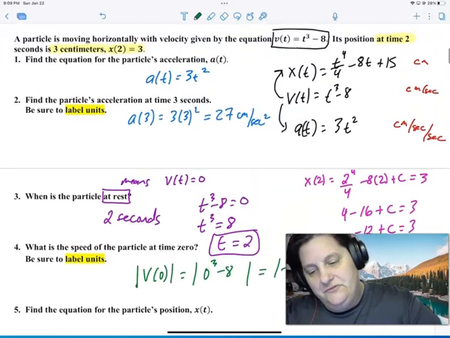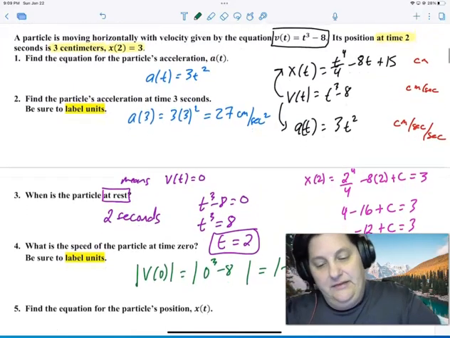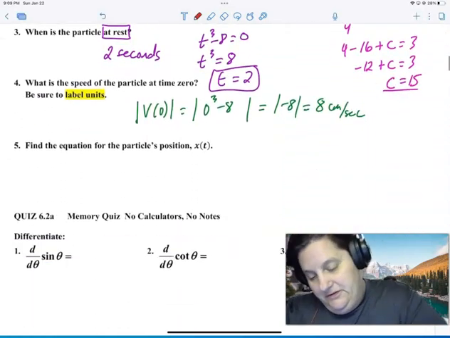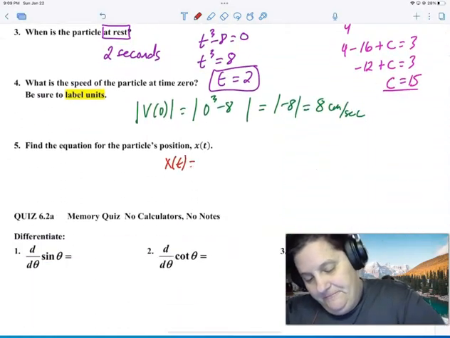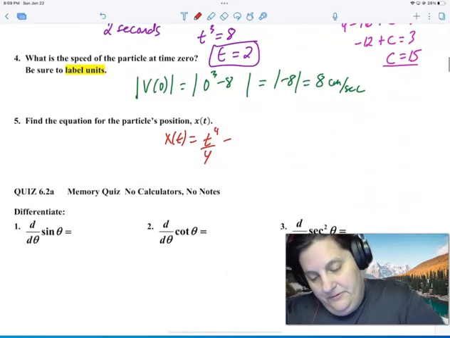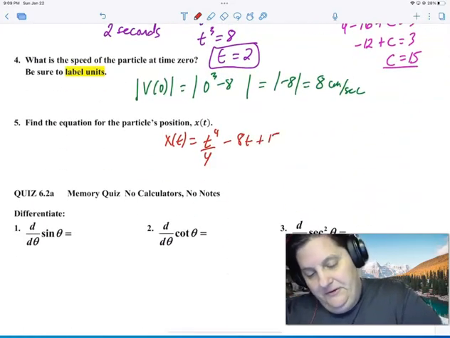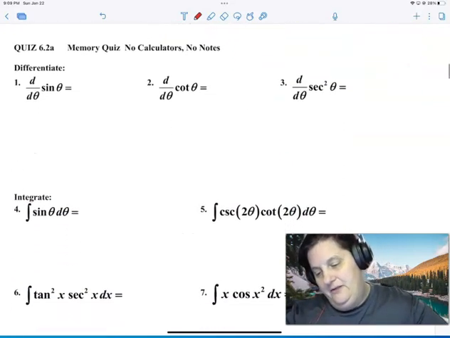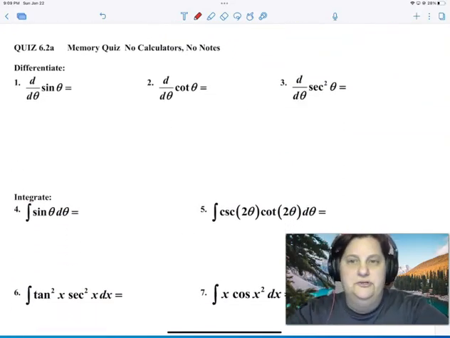And find the equation for the particle's position. I did that already. That was t to the 4th over 4 minus 8t plus 15. Okay. Nice. All right, now let's look at quiz 2.